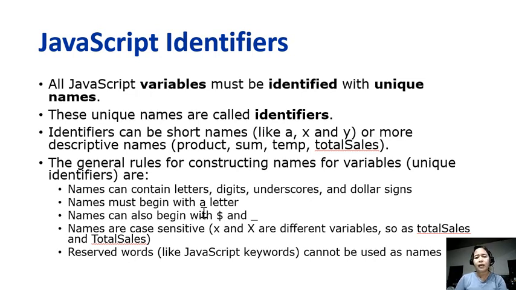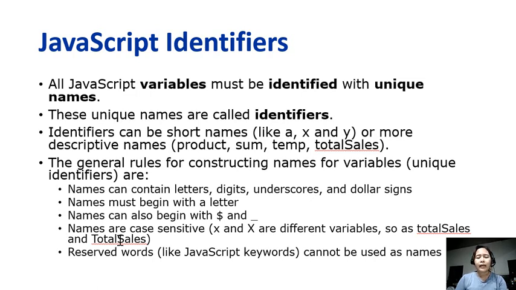It may contain letters, digits, underscores, or dollar signs. Names must begin with a letter. It can also begin with a dollar sign or an underscore. So again, it may start with a letter, a dollar sign, or an underscore. It is also case sensitive. In other words, if you have declared a variable small letter x and declared another variable capital X, these are two different variables. The same goes for total sales with a capital S and total sales with a capital T and S, or another declaration, total sales, using all small letters.